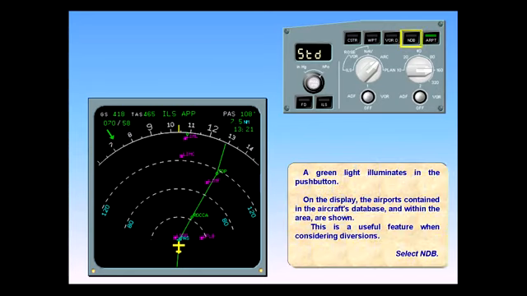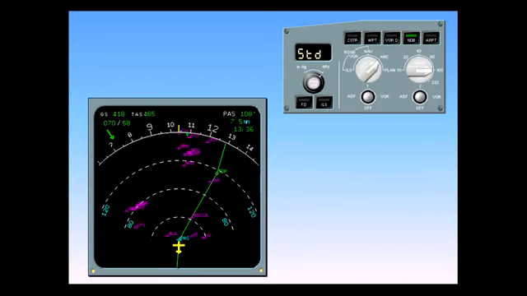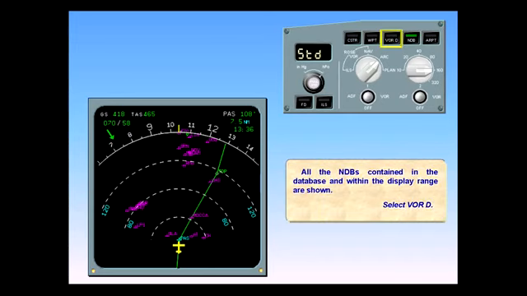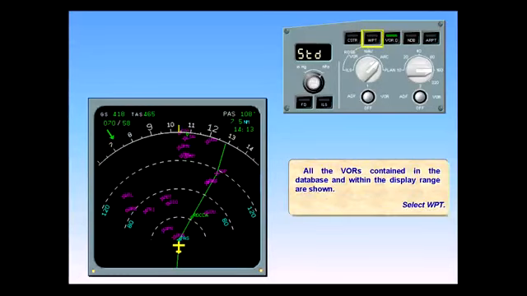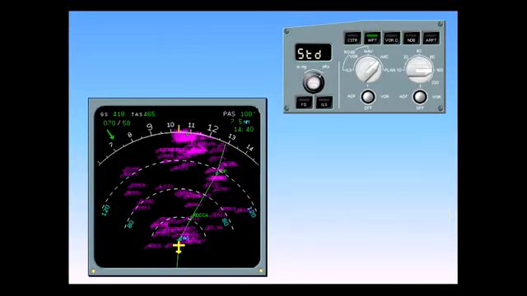Select NDB. All the NDBs contained in the database and within the display range are shown. Select VORD. All the VORs contained in the database and within the display range are shown. Select Waypoint. The display has started to become very cluttered now that all the waypoints are shown.